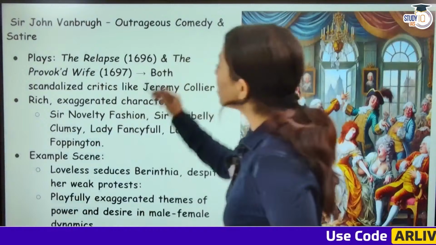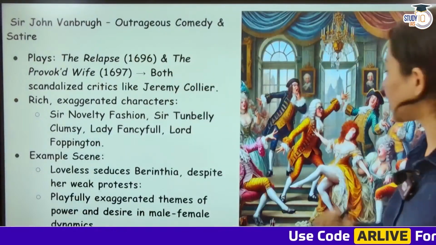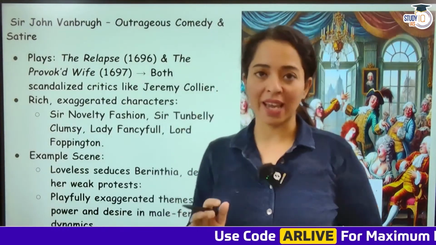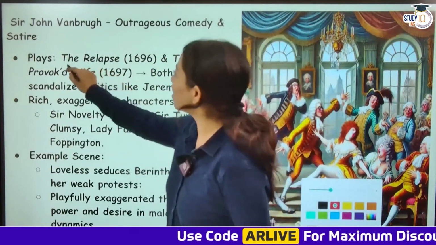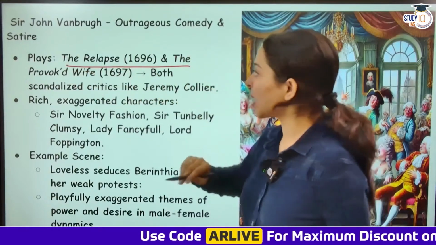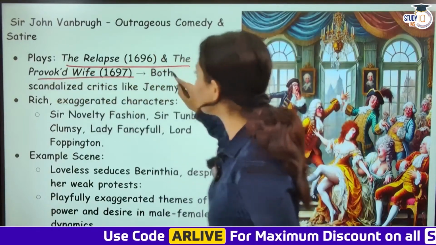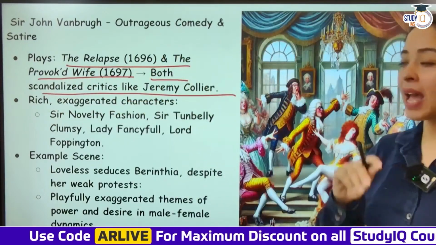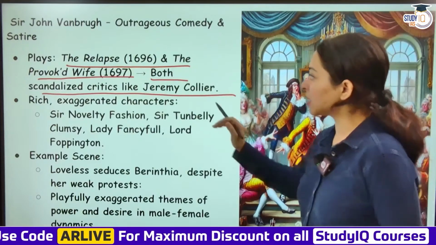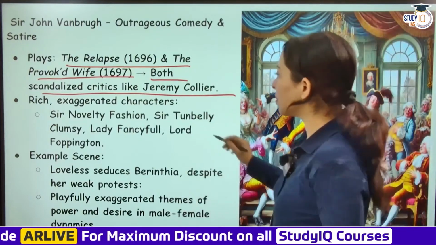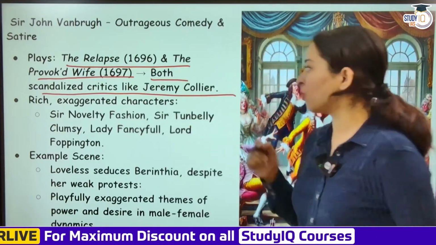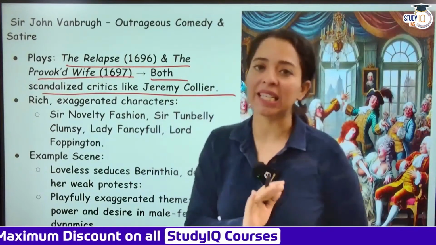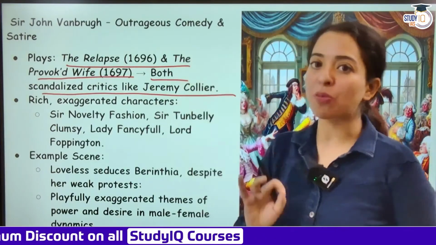Then you have Sir John Vanbrugh, outrageous comedy and satire. How outrageous? His plays The Relapse in 1696 and The Provoked Wife in 1697 both scandalized critics like Jeremy Collier, and they had rich, exaggerated characters: Sir Novelty Fashion, Sir Tunbelly Clumsy, Lady Fanciful, Lord Foppington. Can you look at the names? These kinds of names were self-explanatory about what the character is like. So this was Sir John Vanbrugh doing his best.